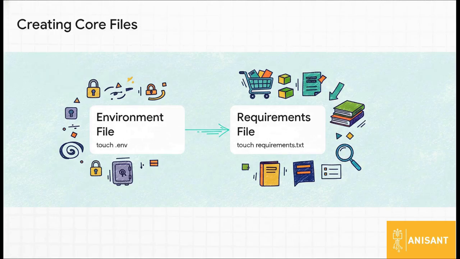All right, next up, we're making two super important files. We'll create an empty .env file. This is where all our secrets are going to live. And we'll also create a requirements.txt file, which is basically going to be the shopping list for all the Python libraries our project depends on.